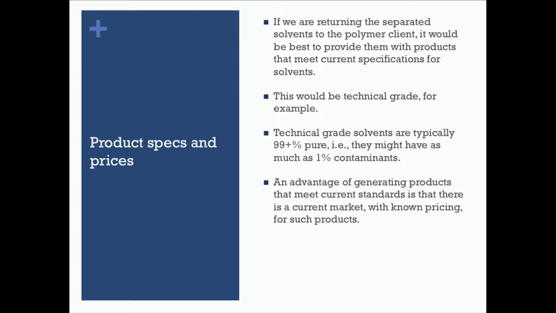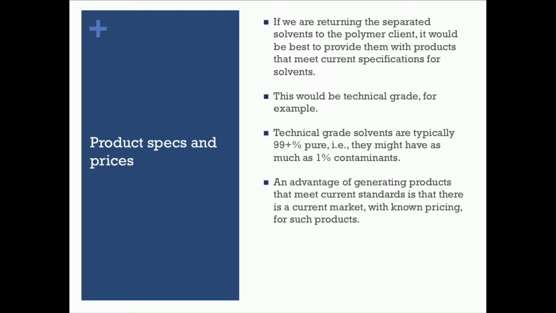Technical grade specifications for both of these solvents is about 99+% pure. That is, typically they might have as much as 1% contaminants, but when we get to the process simulation, we're actually going to set a specification which is above 99.0% because we would like to ensure that our column always produces something which is sellable as technical grade.